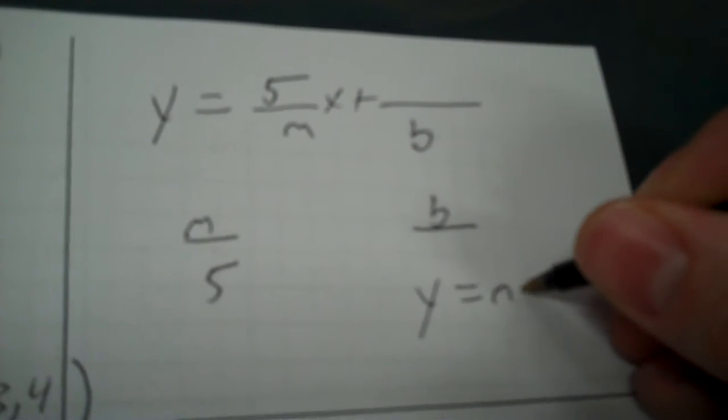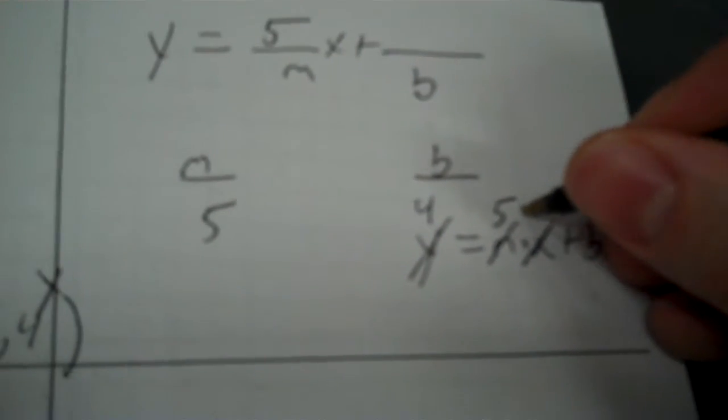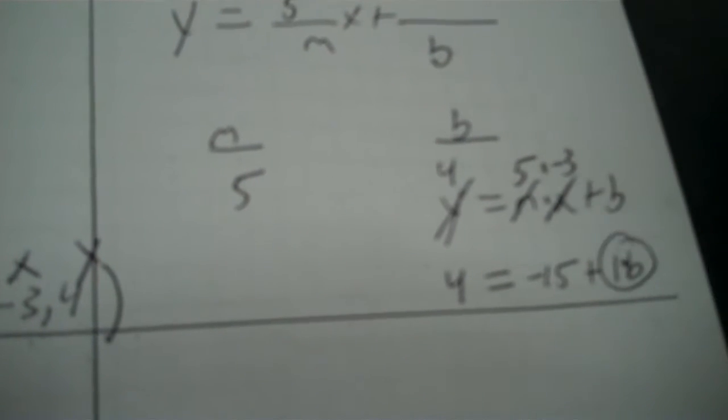Your M is 5, and then your B, you need to find a different B than the minus 2. The minus 2 doesn't mean anything. Y equals M dot x plus B. And my M is 5. Then 4 is going to replace my y, and negative 3 is going to replace my x. So I have 4. 5 times negative 3 is negative 15. Now don't forget to add your 1b, because you have to figure the b out.